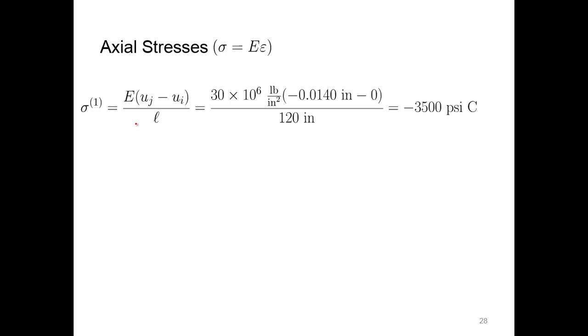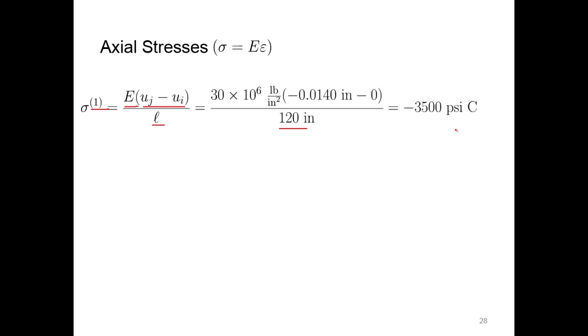So the axial stress is going to be the force over area, and that reduces to the modulus times the change in length based on the displacements at node I and J over L. So for element 1, we got the 30 times 10 to the 6th psi, the negative 0.014 inches that node J reflects in element 1, and 0 at node 1 doesn't move, and the overall length of 120 inches gives us negative 3,500 psi in compression.